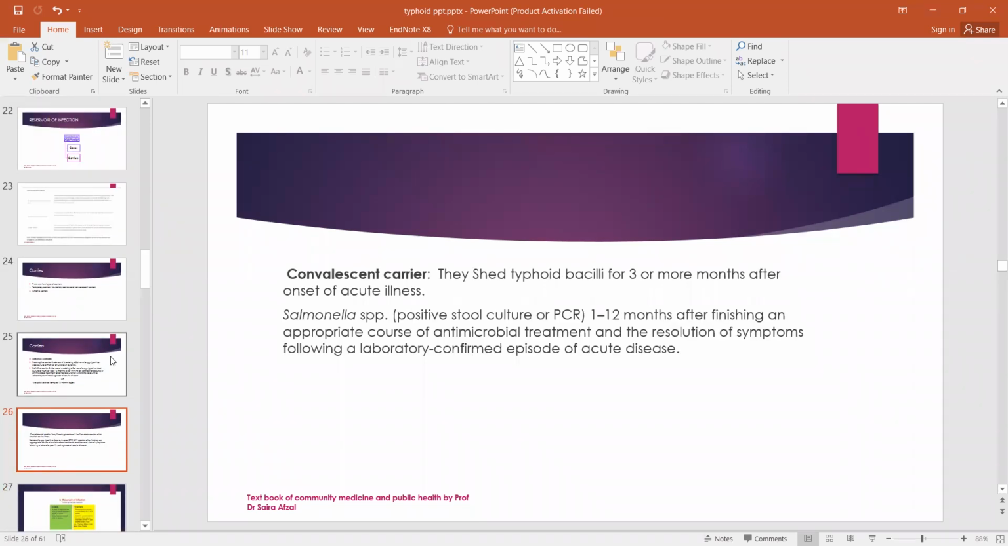Convalescent carrier: they shed typhoid bacilli for 3 or more months after onset of acute illness. Salmonella carrier: positive stool culture or PCR 1 to 12 months after finishing an appropriate course of antimicrobial treatment and the resolution of symptoms following a laboratory confirmed episode of acute disease.